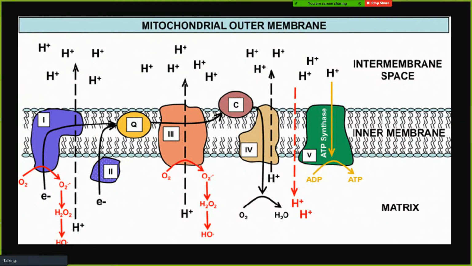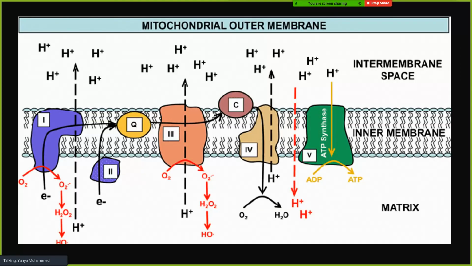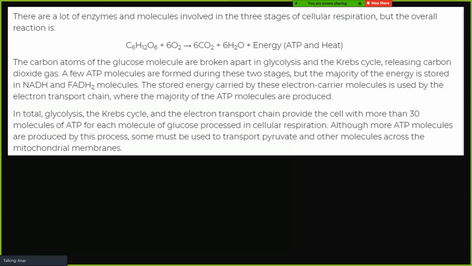34 are produced in the last step, right? In the last step, exactly 34. So in this last step, this is where most of it is produced, but a little bit was produced in the other steps too, right? Like 2 each. So one glucose can make how much ATP? About 38. Okay. All right.